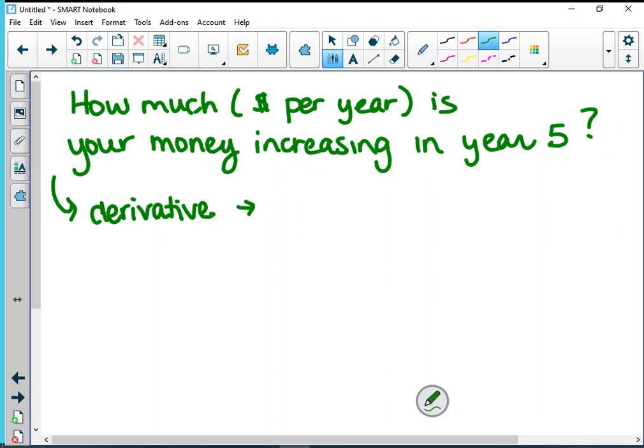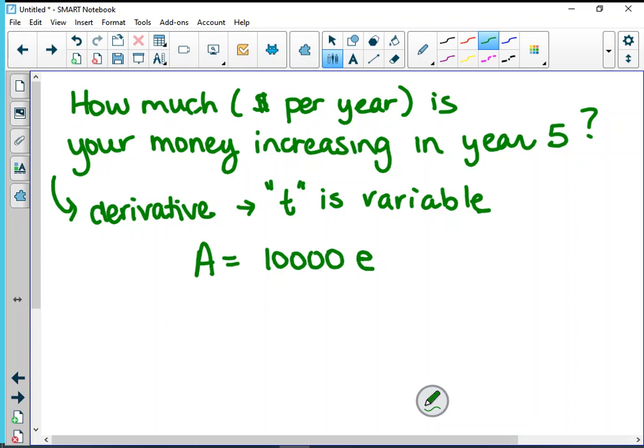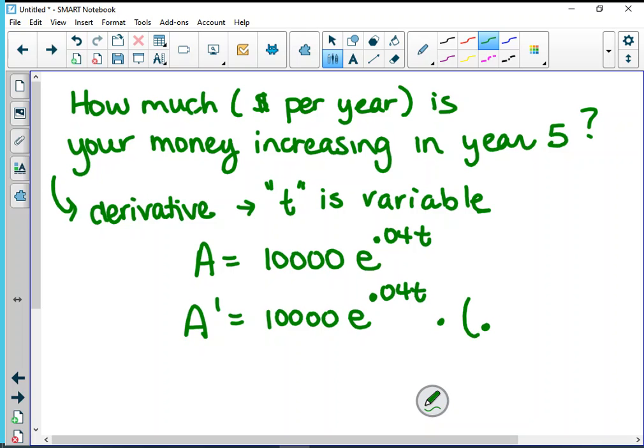That's a derivative question. T is the variable. So that means that when I write my formula, I'm going to do 10,000 e to the 0.04t. So A prime is 10,000 e to the 0.04t times 0.04, because that's the derivative of what's in the exponent.